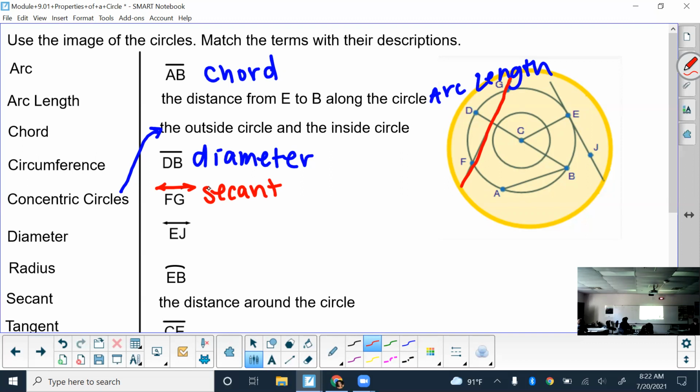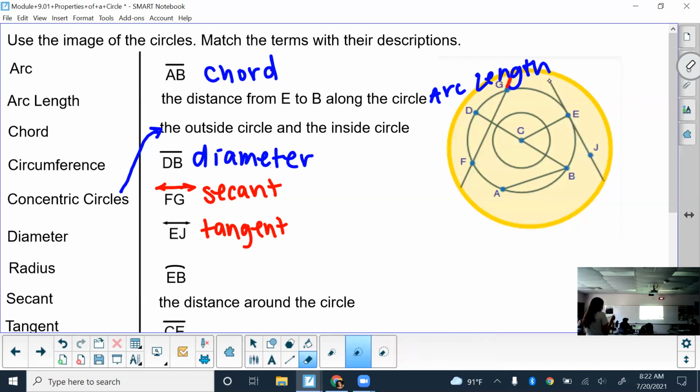What about the line EJ? Good, that one is tangent. Tangent doesn't go through the circle. It touches one of the outer edges of the circle, but it doesn't actually go in the circle. All right, so it would be tangent if that's the line drawn on one of the points of the circle. What about EB?